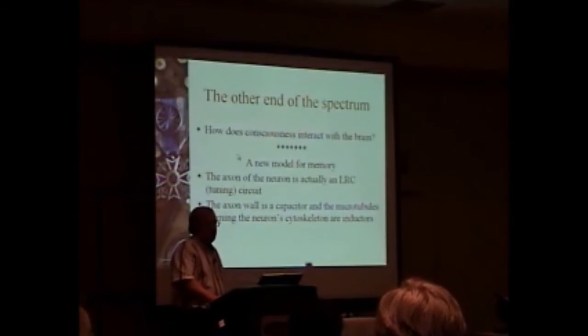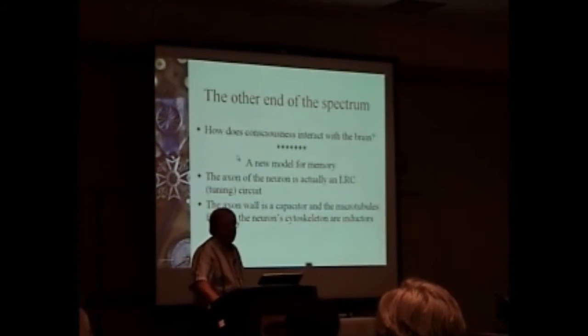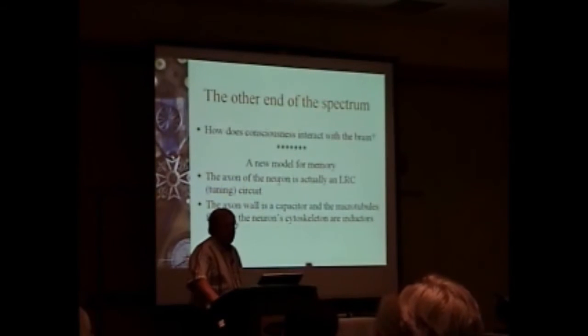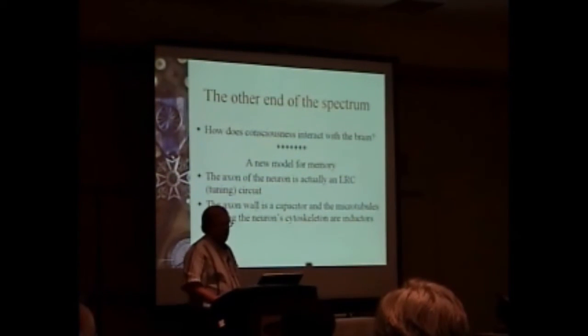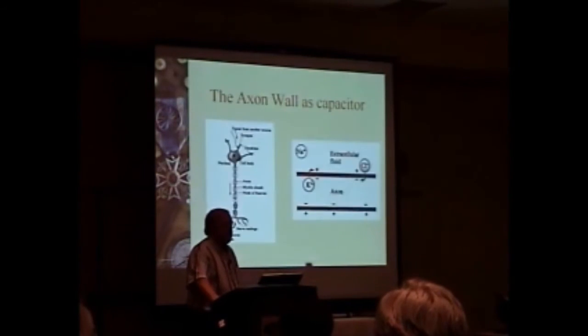So from the other end of the spectrum, how does consciousness interact with the brain? I have a new model of memory. The axon of the neuron is actually an LRC tuning circuit, inductor, capacitor, resistance, from freshman physics. The axon wall is a capacitor. The microtubules forming the neuron cytoskeleton are actually inductors.